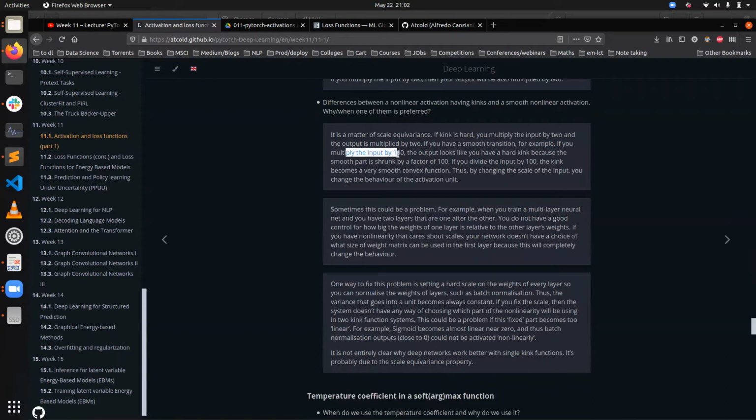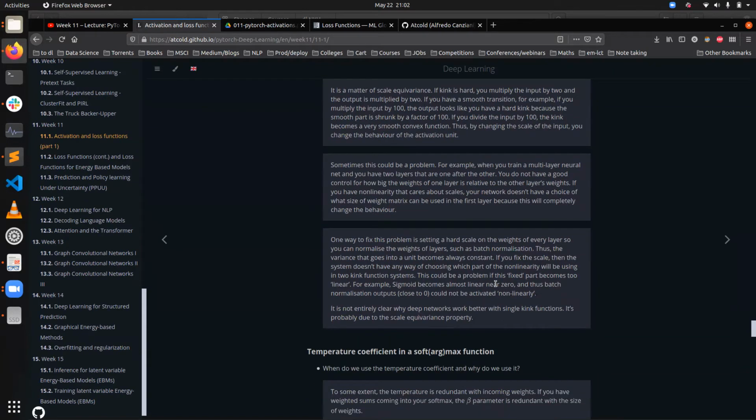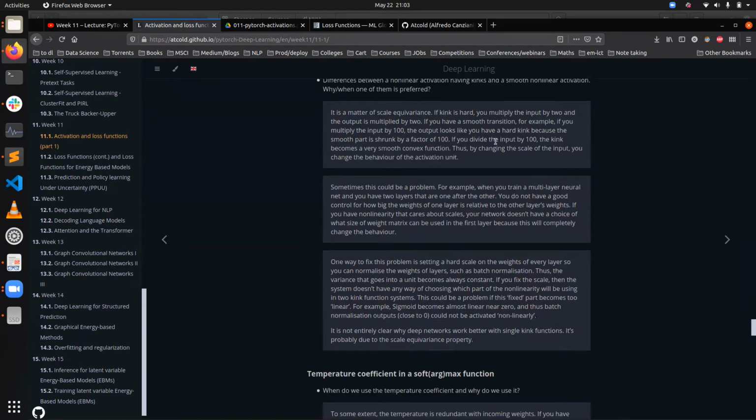If you multiply the input by 100, the output looks like you have a hard kink, because the smooth part is shrunk by a factor of 100. If you divide the input by 100, the kink becomes a very smooth convex function. I think that's understandable, right? Thus, by changing the scale of the input, you change the behavior of the activation unit. The implication of this is that your weights are not free now, because the weights of the previous layer are now also affecting the behavior of the activation function, right?